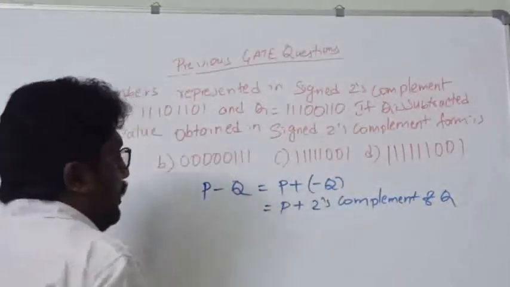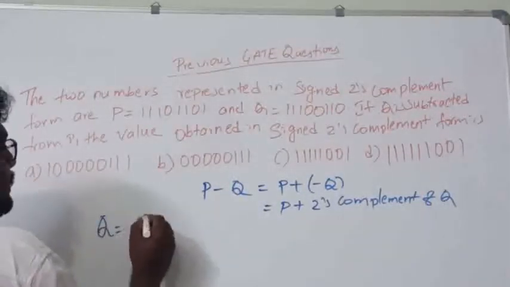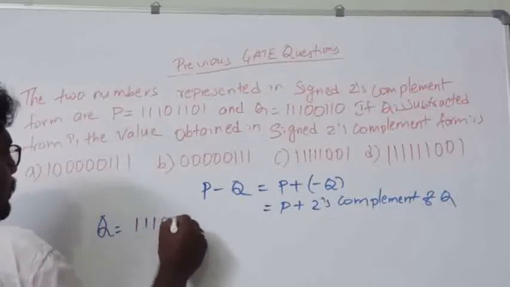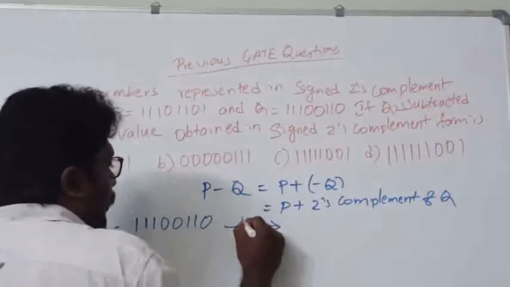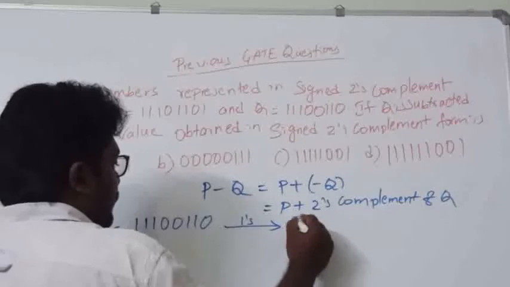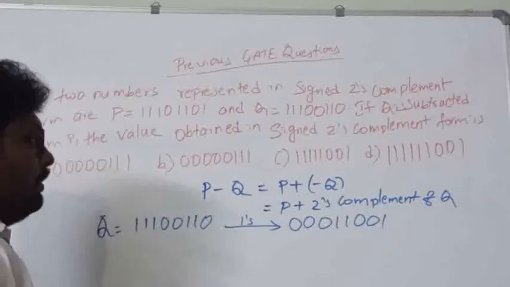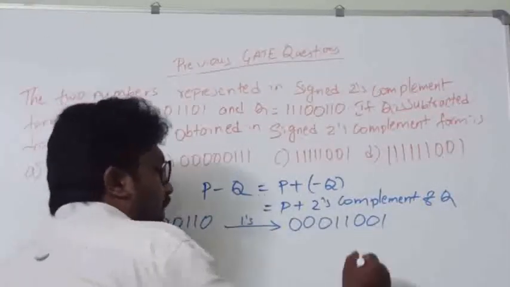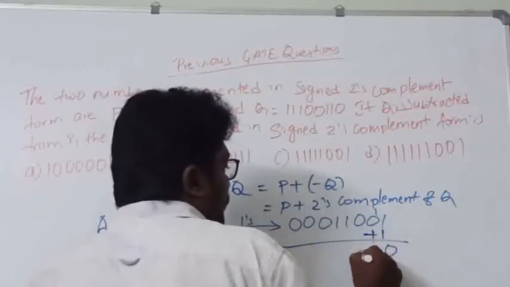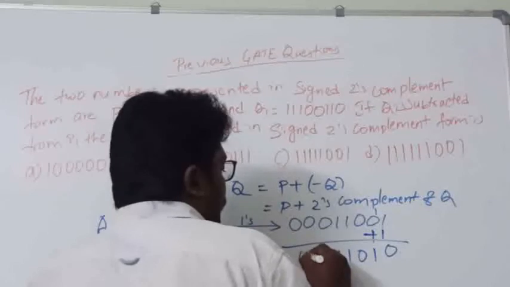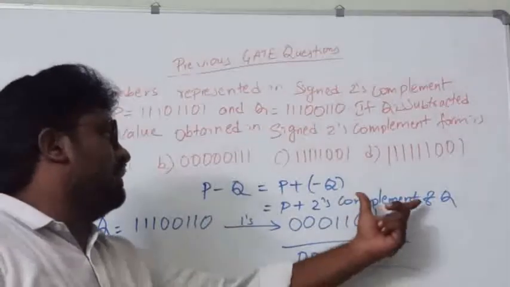So now let us find the 2's complement representation of Q. So Q is given as 1 1 1 0 0 1 1 0, and its 1's complement representation is 0 0 0 1 1 0 0 1. So to obtain the 2's complement representation, we need to add 1 to the LSB. So it will become 0 0 0 1 1 0 1 0, which is the 2's complement representation of Q.